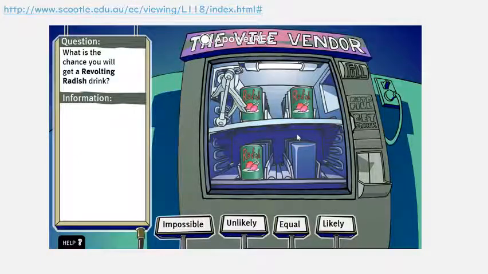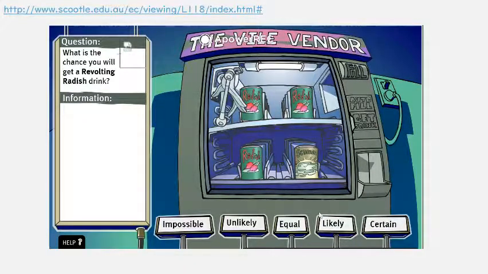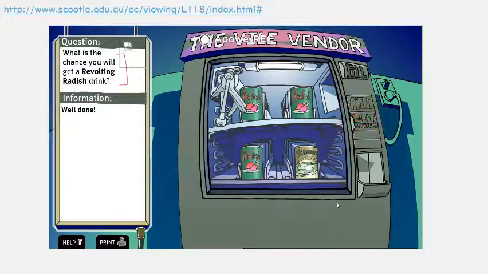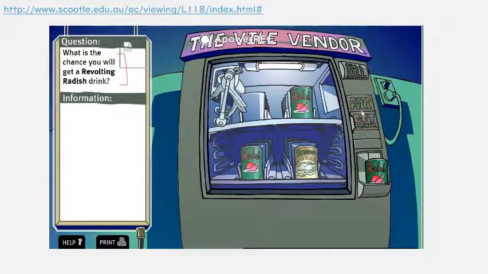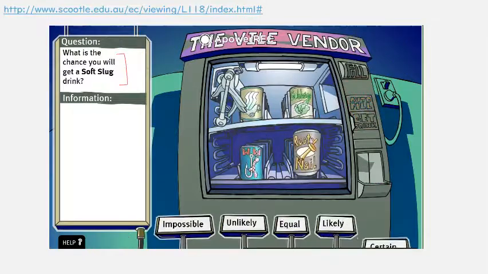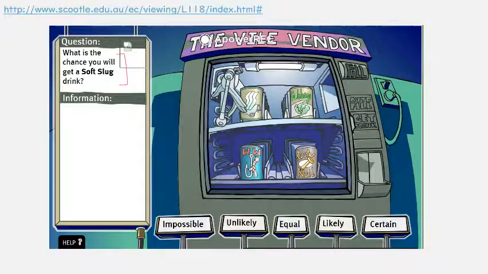The first thing you're going to do today is follow this website, which will be on the attached link on Show My Homework, and have a go at this game here. So you'll be given 4 drinks in the vending machine, and you've got to look at this question here and say how likely it is that you're going to get the one they want. So is it impossible, unlikely, equal, likely, or there'll be an extra option for certain.